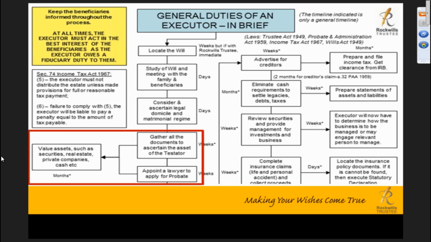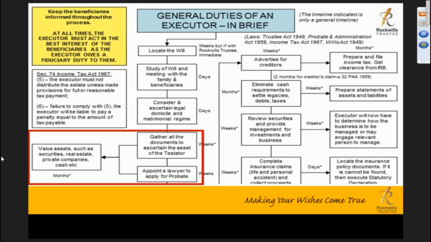it's difficult to apply for probate. And in the event you discover new assets along the way, you need to reapply to the court to add to the earlier list, right? Which means it will take time. There will also be additional costs.